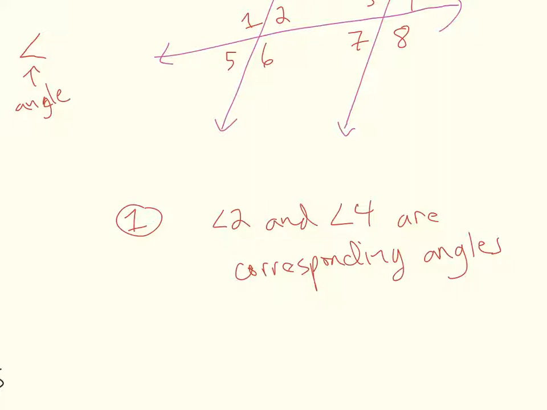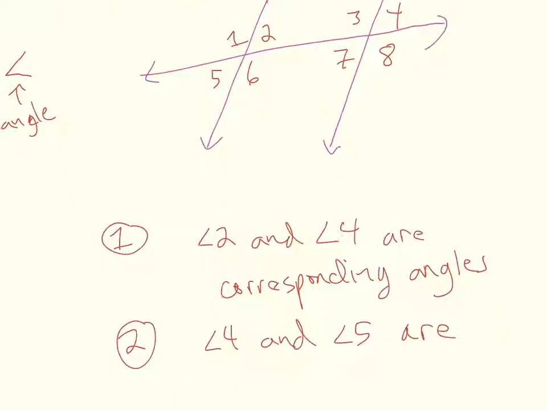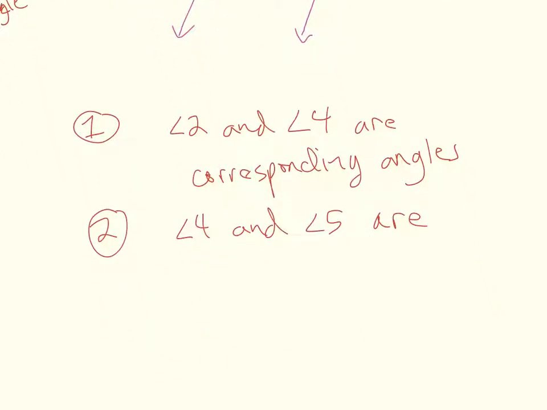Alright, let's check out number 2. Here they ask us, what about angle 4 and 5? So angle 4 and angle 5 are, let's see, angle 4 is right here, and angle 5 is right here. They're on opposite sides of the transversal, and they're both on the outside. So these would be called exterior, alternate exterior angles.